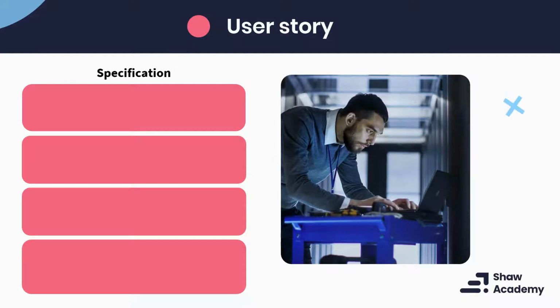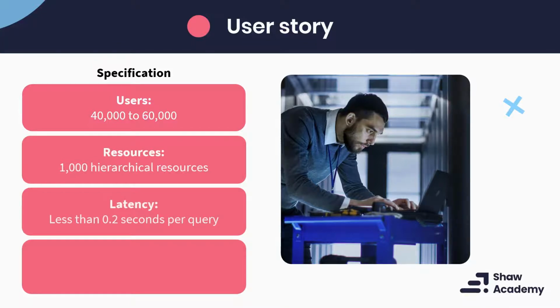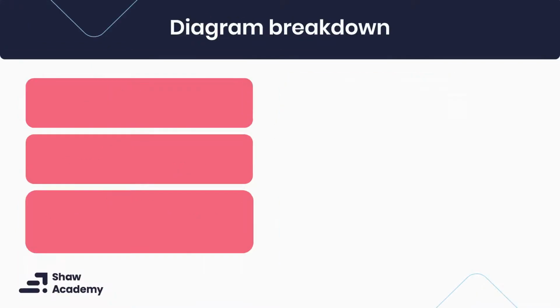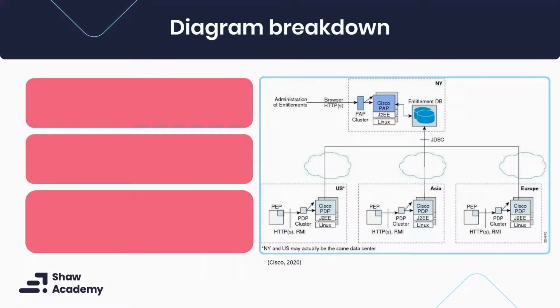The specification is slightly different for this user story. The system needs to be designed to support between 40,000 and 60,000 users with 3,000 queries simultaneously. In terms of resources, we're still looking at 1,000 hierarchical resources each, with multiple actions to be shared in communication between all connected users. The latency is the same as we had for our first scenario, but the infrastructure needs to be decentralized, where all 4 geographical locations would be sharing the workload of the entire company. So how would a decentralized infrastructure work in this scenario?